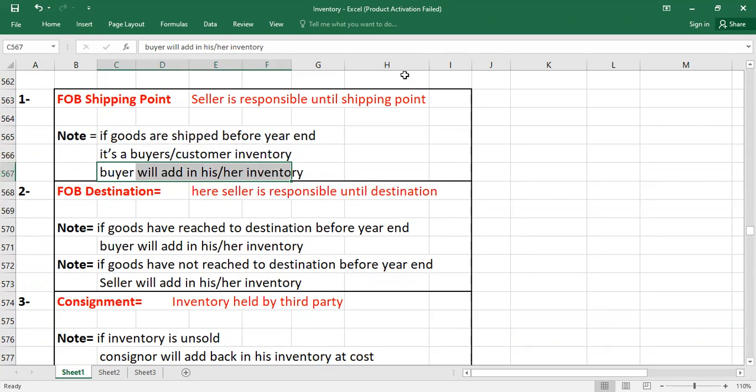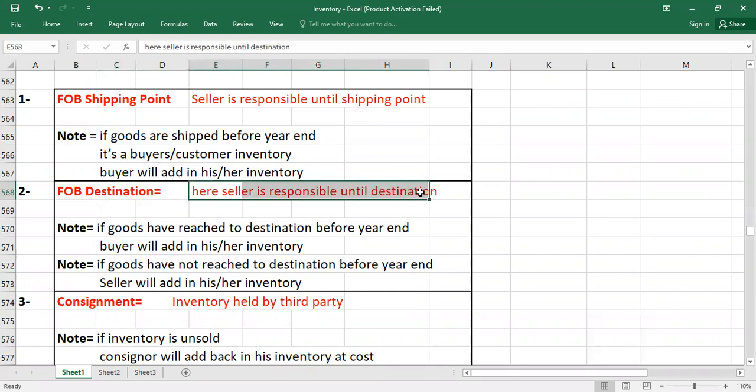So as I told you, if goods are shipped before year end, the buyer will add them to his or her inventory. Now the second terminology we have is called FOB destination, free on board destination. Destination means the seller is responsible until the goods reach the destination, okay. It means the risks and rewards of the inventory will be transferred to the buyer once the goods reach the buyer's destination, okay. So here you should remember, the seller is responsible until the destination.